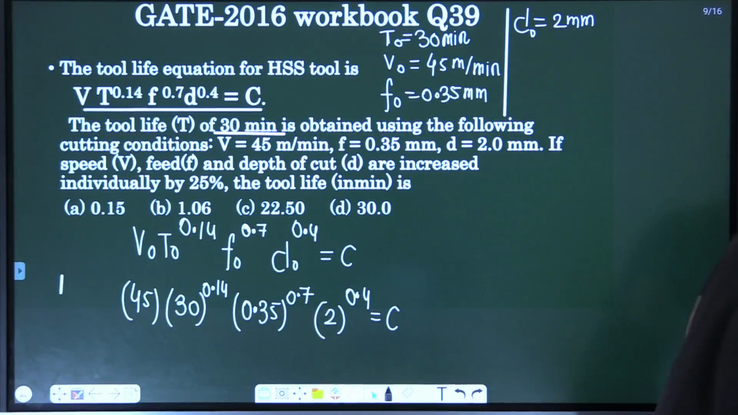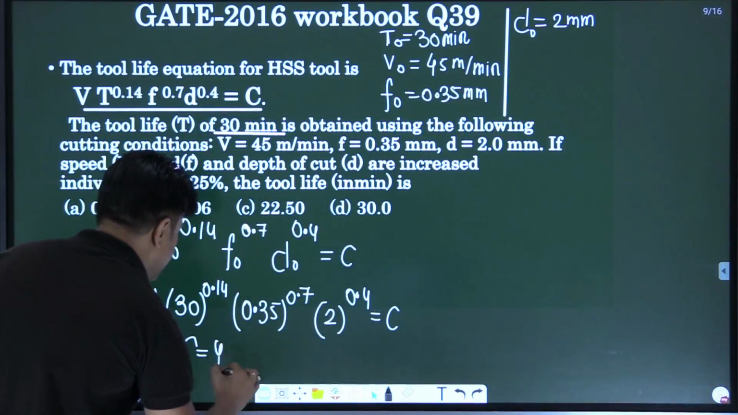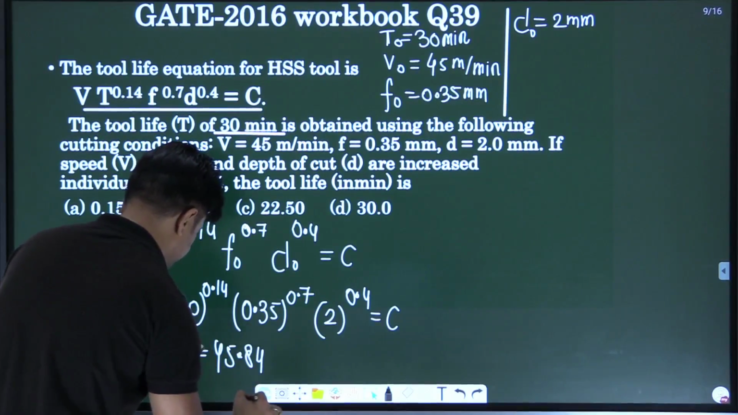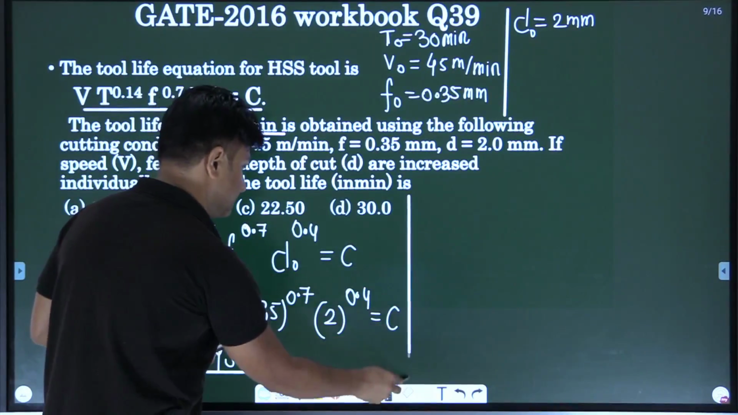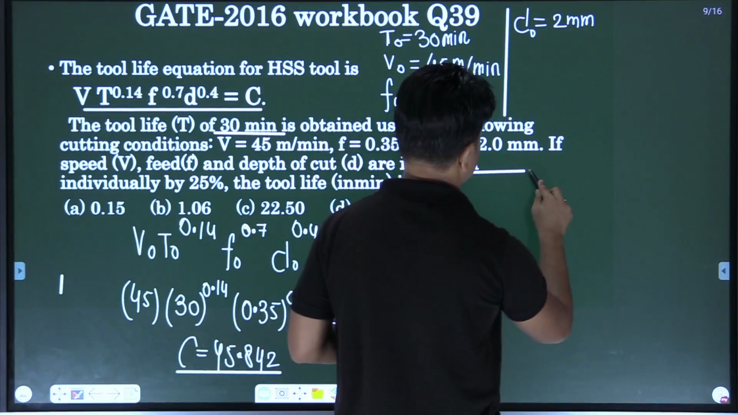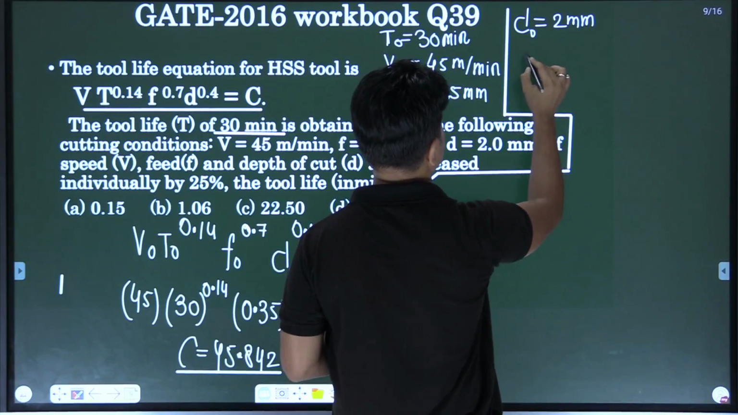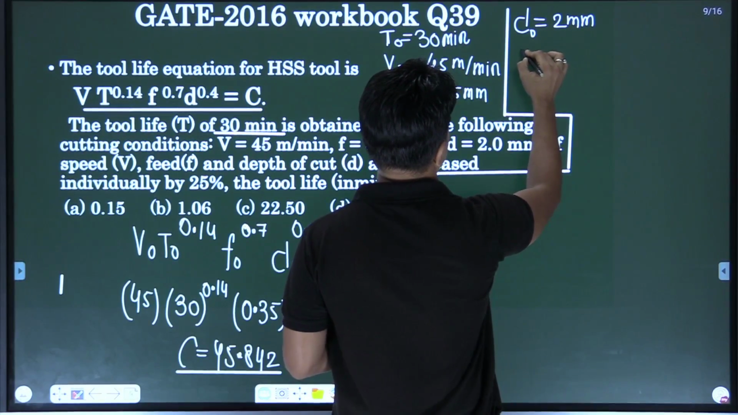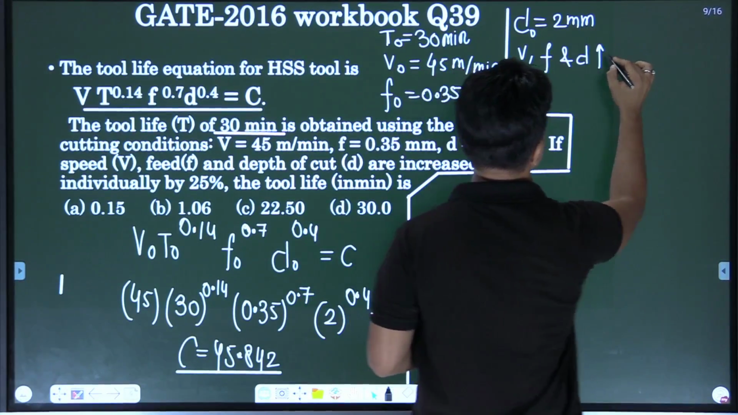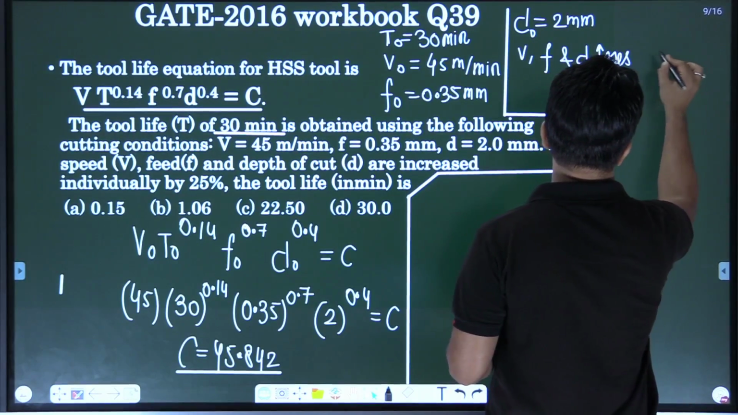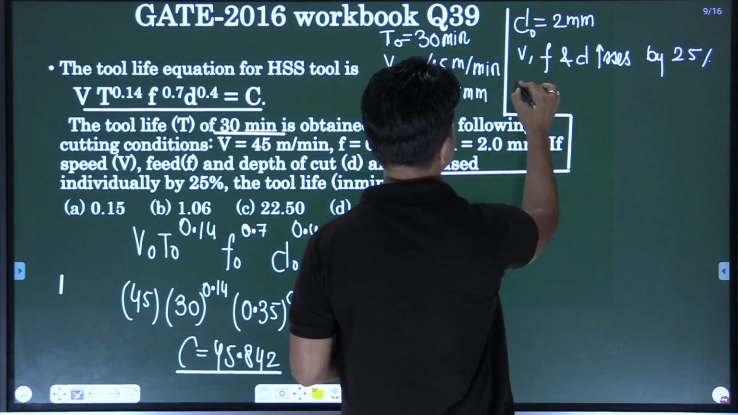45.84, right? The value of C is 45.84. Now, if we are increasing velocity, feed and depth of cut, upward arrow means increases, by 25%, then the new velocity will be what?